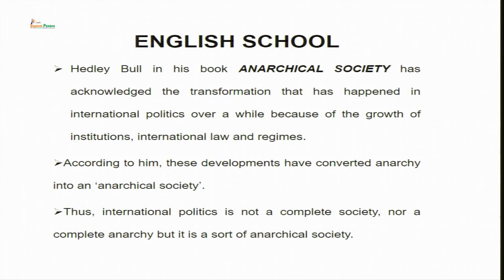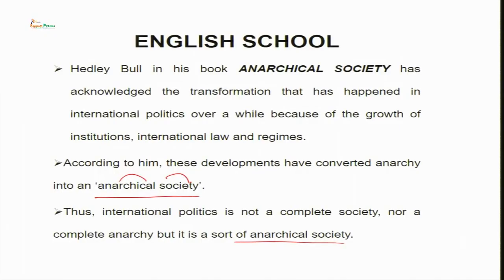Because according to Hedley Bull, the growth of institutions, international law, international regimes has converted anarchy into anarchical society. These two words, anarchy and society, both are completely opposite to each other. When there is anarchy, there can't be society. Where there is society, there can't be anarchy. But Hedley Bull says that with the help of institutions, international law, international regimes, we can have anarchical society.